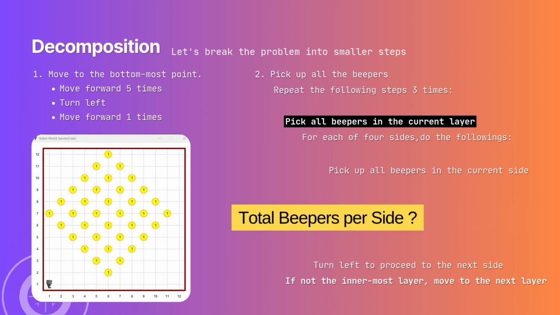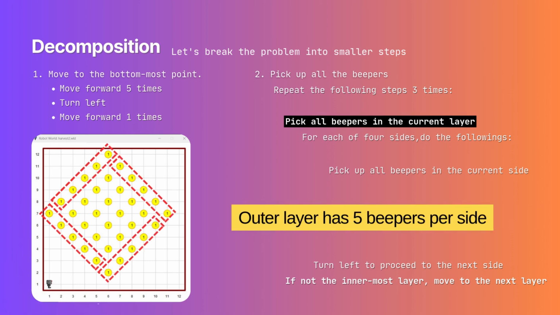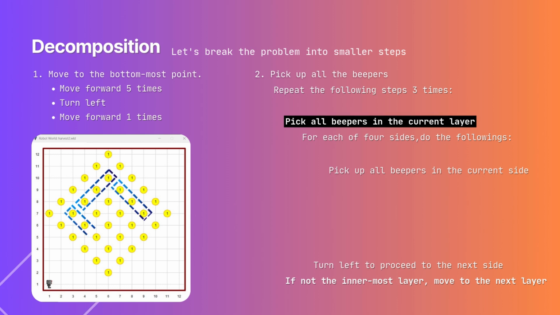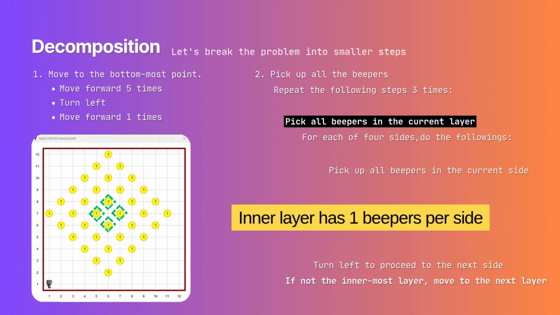To pick all beepers in the current side or to know if the robot has reached the innermost layer, we need to calculate the total number of beepers per a single side for each layer. The diamond in the outer layer has 5 beepers per side, the middle layer has 3 beepers per side, and the inner layer has 1 beeper per side.